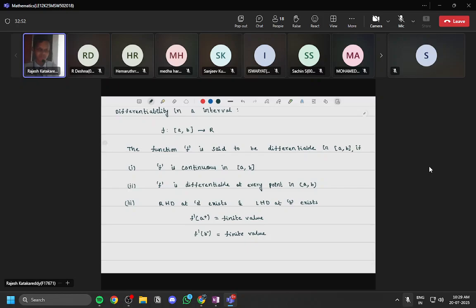Differentiability in an interval. Again, as we saw in continuity, if the function is differentiable in its domain, we call it a differentiable function. If the function is differentiable on R, we again call it a differentiable function. Clear? So depending upon the function types, in one line we can write: all polynomials, then trigonometric, inverse trigonometric, logarithmic and exponential functions are differentiable in their domains. Clear?